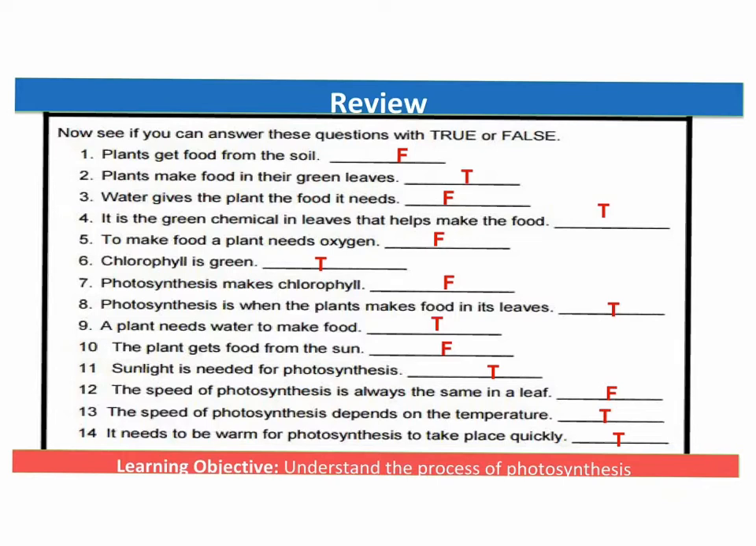Question 12, the speed of photosynthesis is always the same in a leaf. That is false. And we're going to look at different factors that might change the speed of photosynthesis in a leaf in coming lessons. Part 13, the speed of photosynthesis depends on the temperature. That is true. That is one of the factors that affects the speed of photosynthesis. If you increase the temperature, you will increase the speed of it. If you decrease the temperature, you'll decrease the speed of it. Question 14, it needs to be warm for photosynthesis to take place quickly. That is true.